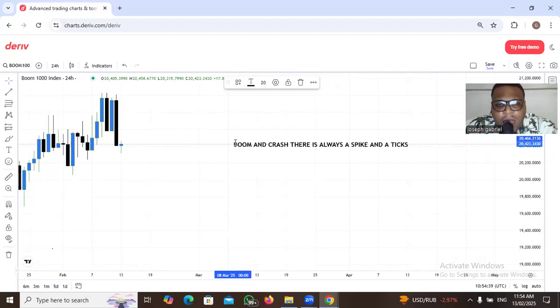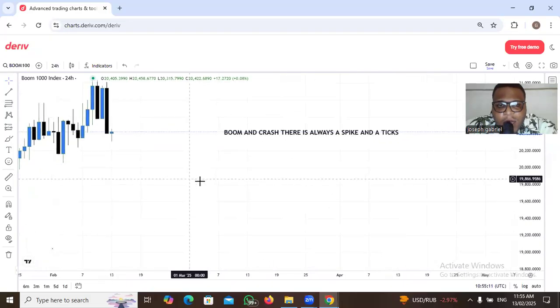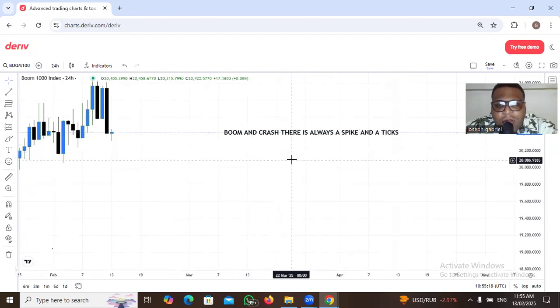So there's always a spike and a tick in all the boom and crash. These spikes and ticks only happen on the boom and crash. They do not happen on the volatilities assets. The volatilities assets are on their own entirely. It only happens within this family of boom and crash. Another thing you need to know: to trade boom and crash, you must have a good understanding of the trend of what the market is doing.